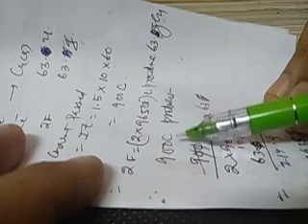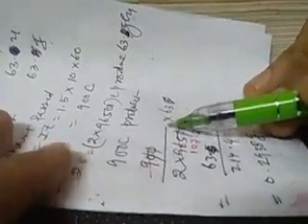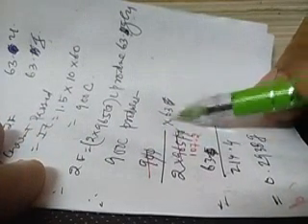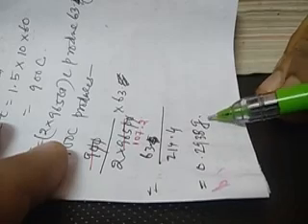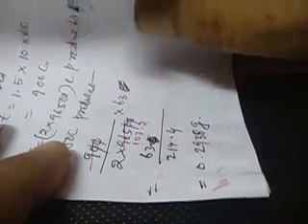So for 900 coulomb, we will get 900 divided by 2 Faraday multiplied by 63, and finally we will get 0.2938 gram of copper will be deposited. So this is how we really understand this question. Now we'll move to the next question.